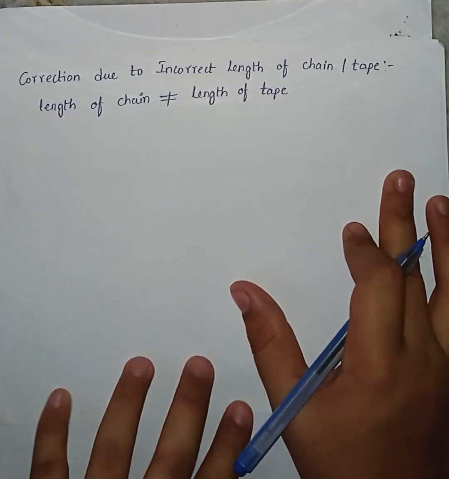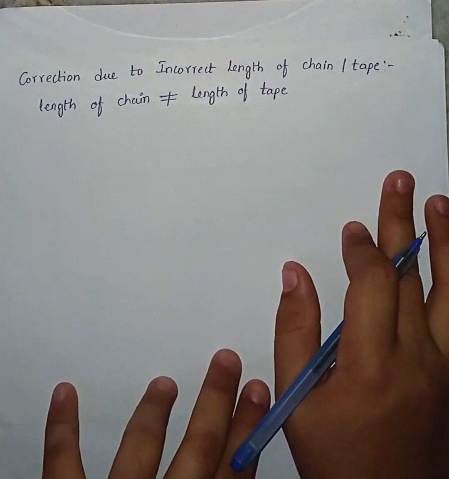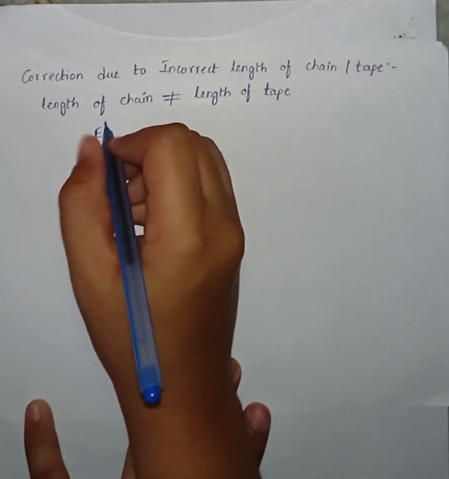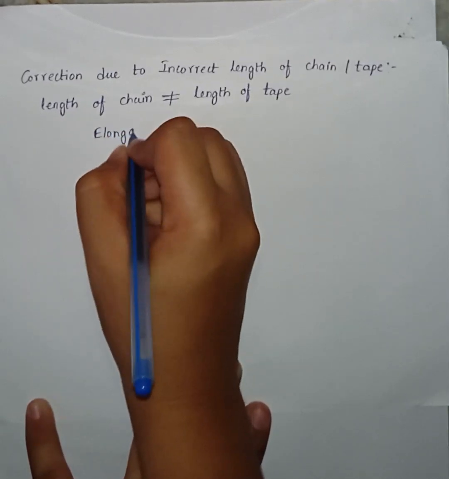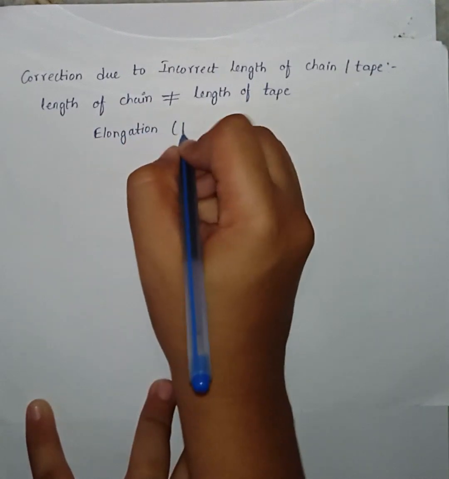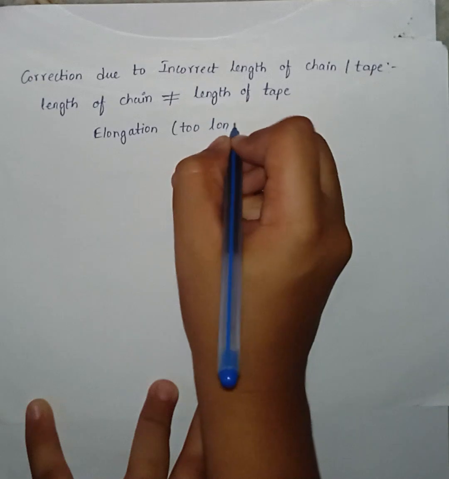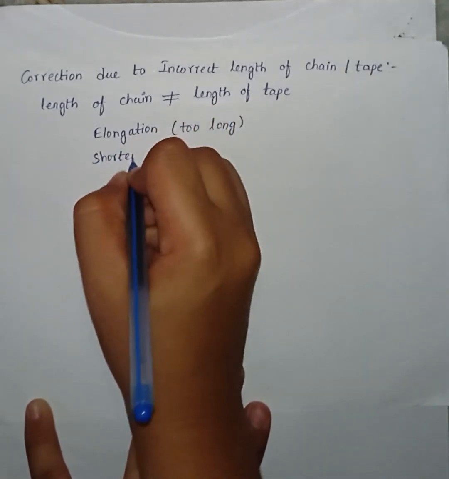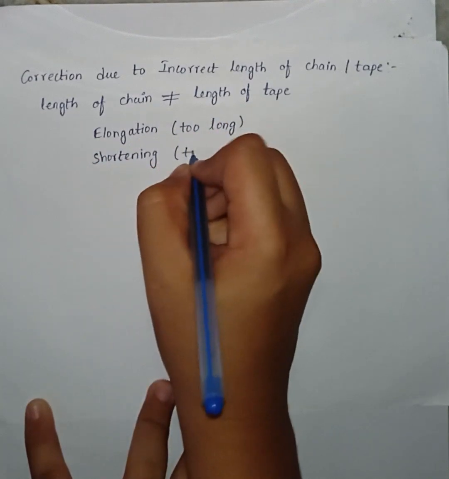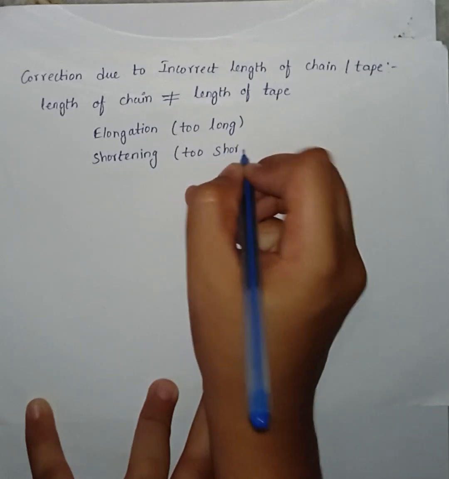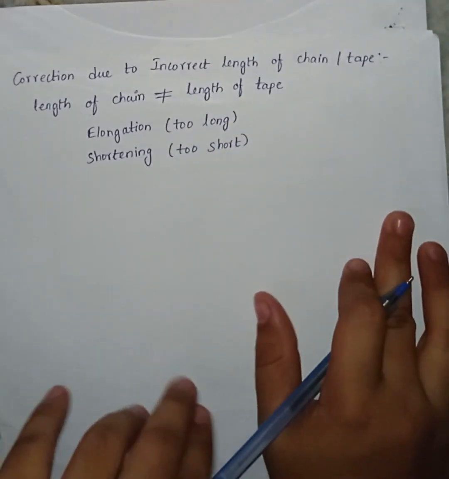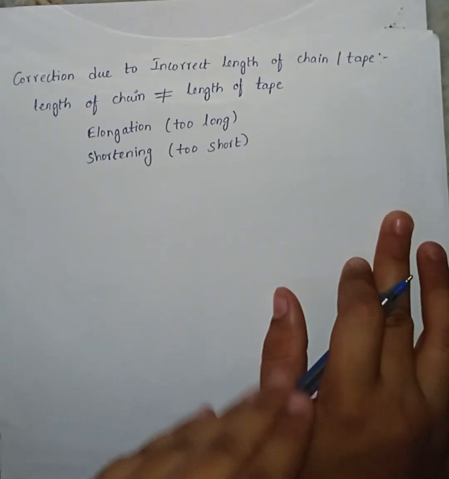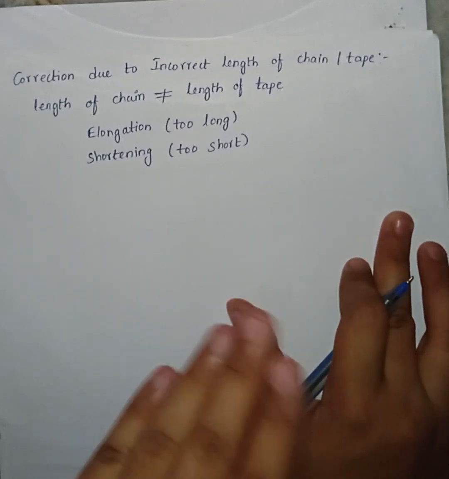If the full adjustment is not possible, then the amount of elongation is known as too long, or the amount of shortening is known as too short. Sometimes in chain there will be some elongation. What is meant by elongation? Whenever the chain is too long, it is known as elongation. Sometimes there will be shortening. What is meant by shortening? Whenever the chain is too short, it is known as shortening. It should be noted clearly to apply the correction. So we have to see whether the chain is too long or whether the chain is too short.